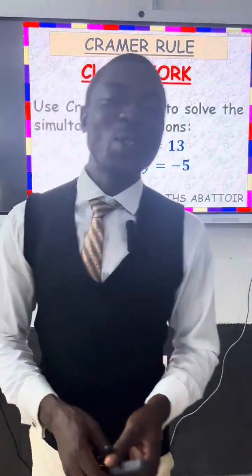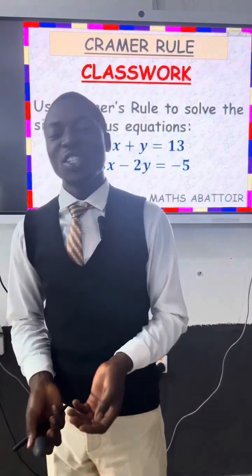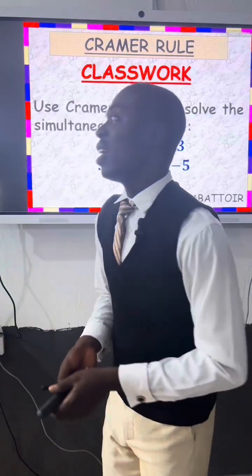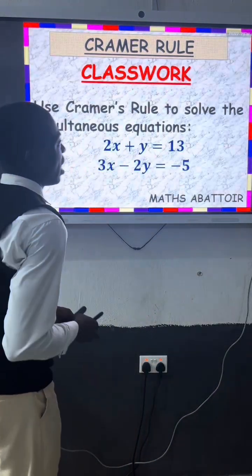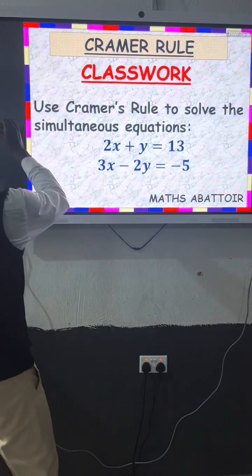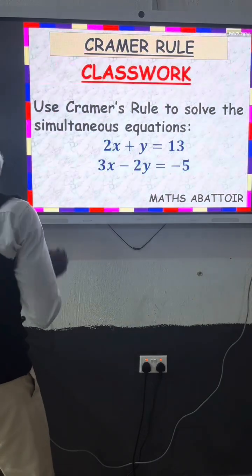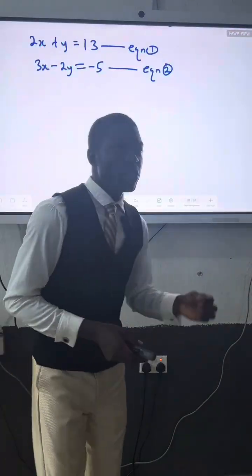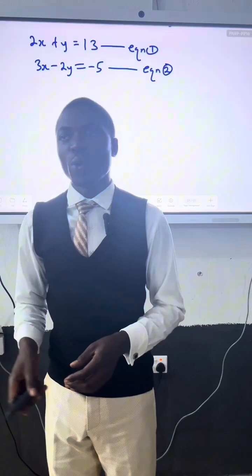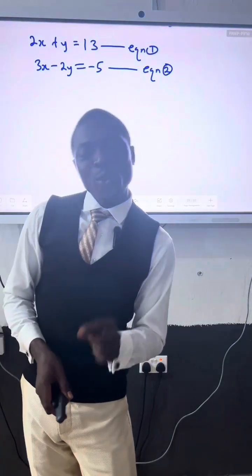Today we want to learn how to solve simultaneous linear equations using a method called Cramer's rule. Okay, so we have equations here. This is equation 1, equation 2. They said we should solve these two equations, simultaneous linear equations with two equations with two unknowns, using Cramer's rule.